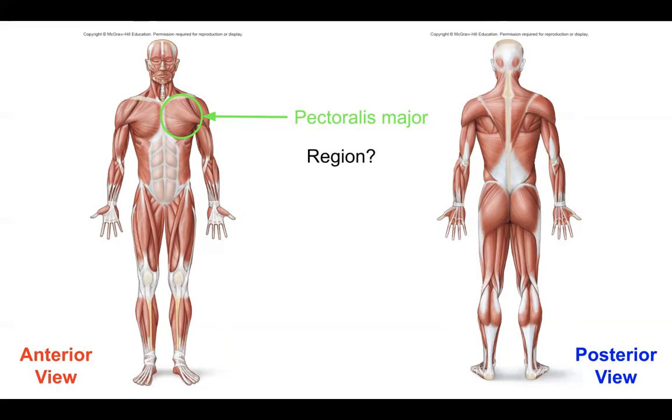So the next question in regards to this muscle is, what region is this right here? Okay, we could say right here, or we could also say right here for the other pectoralis major muscle on the body. So what region does the pectoralis major exist in on the human body?